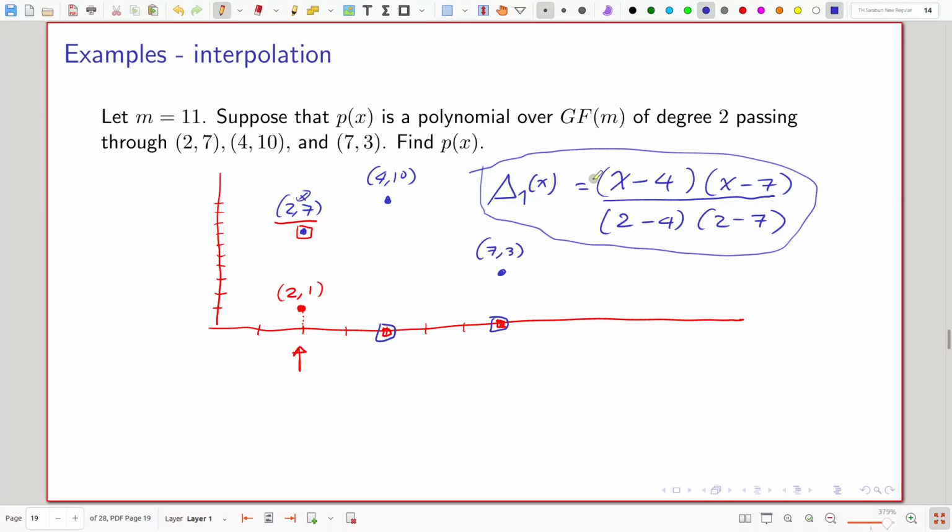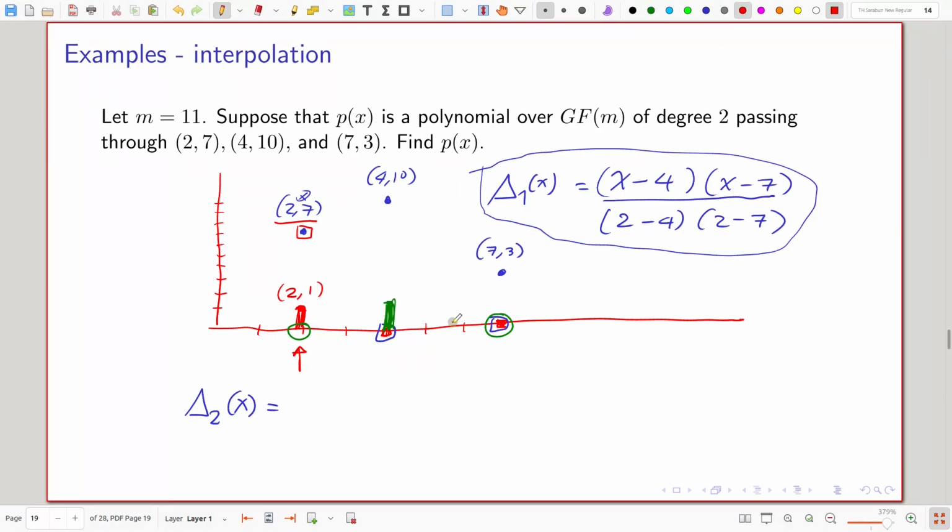Okay? What is delta 1? So delta 1 is a function that is 1 at this point, and 0 at these 2 points. Okay? Now, let's define, I want to find delta 2. Can you guess what I should look at? So delta 2 is a function that, let me use color green, is 1 when x is 4, and it's going to be 0 at other points. Okay? So can I find delta 2?